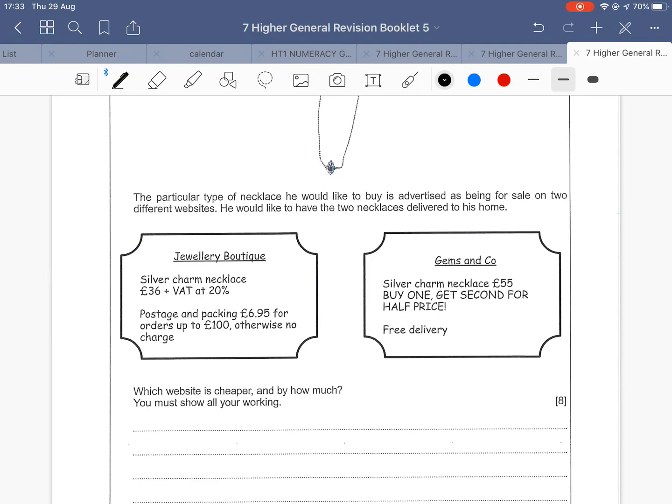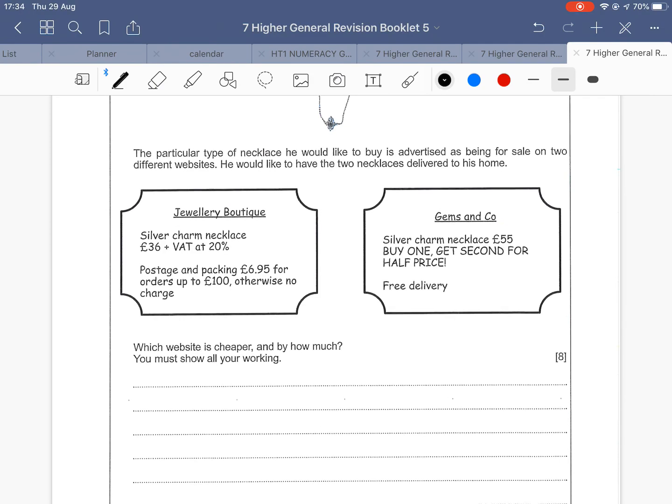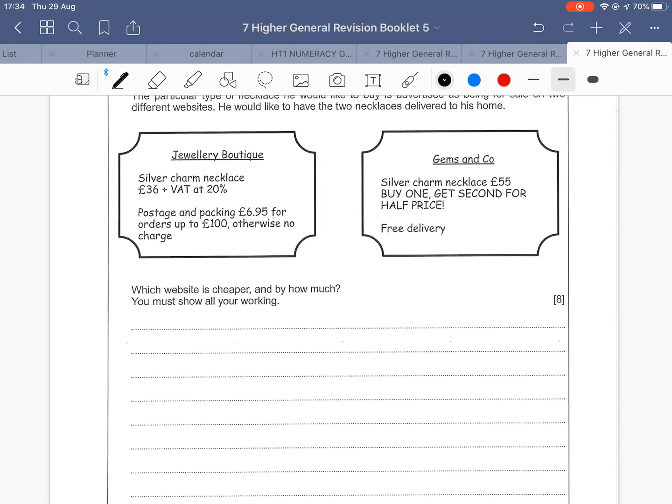So jewellery boutique, silver charm necklace, £36 plus VAT at 20%. Posting and packaging is £6.95 for orders up to £100, otherwise no charge. I don't think it's going to come to over £100, I reckon. Right, it's just under. Silver charm necklace, 55. Buy one get one, second half price, free delivery. Ooh. I reckon, just by guessing, the Gems and Co is probably going to be cheaper.